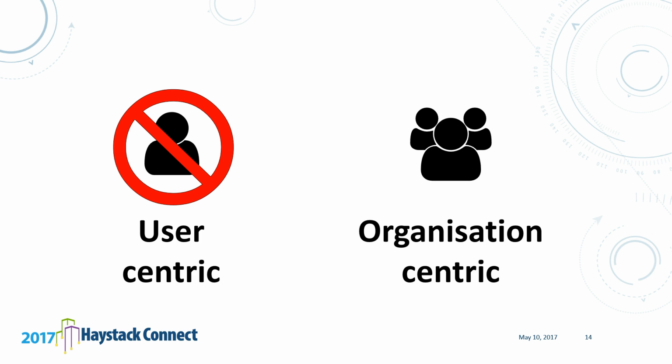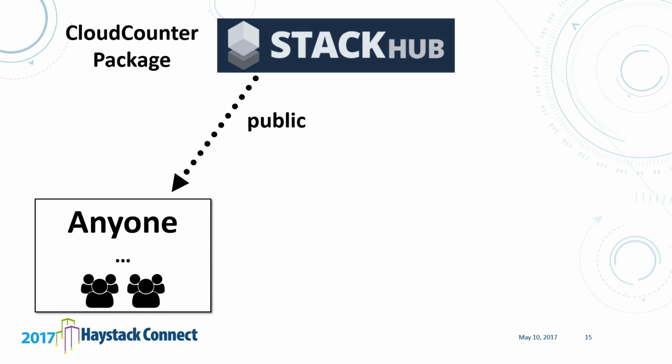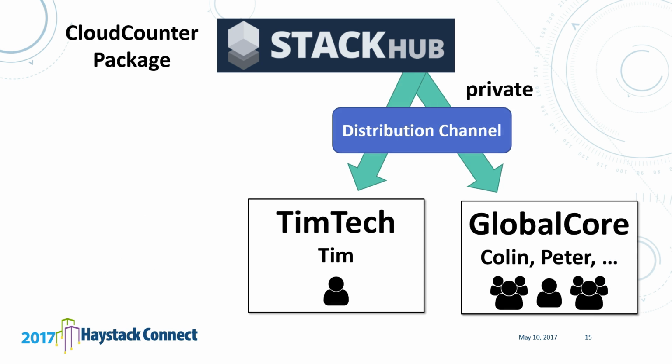So now let's see how this helps me, of Alien Factory, to distribute Cloud Counter. If I were to simply upload Cloud Counter to Stackhub as a public package, then anybody could download it. But given I'm just doing alpha testing, I don't really want to put it on general release just yet. So I pay Stackhub the price of a few beers, and I create a private distribution channel for Cloud Counter. And to this private distribution channel, I add the organizations TimTech and Global Core.